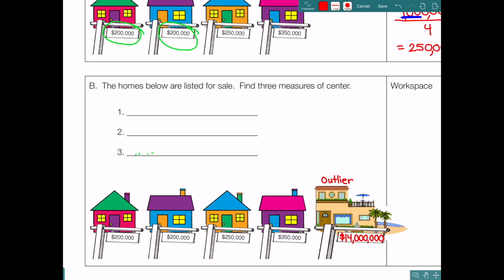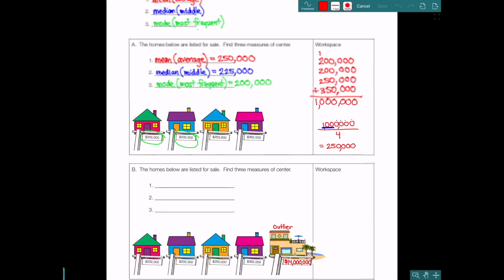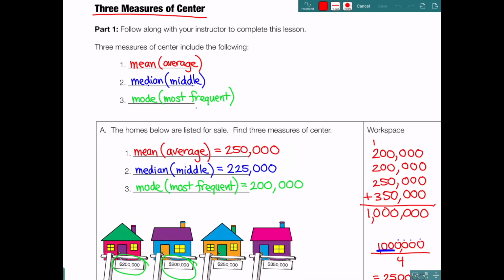So we're going to measure the center value of these 4 houses. And again, we're going to do it in 3 different ways. The first is by using the mean. The second is by using the median. And the third is by using the mode.